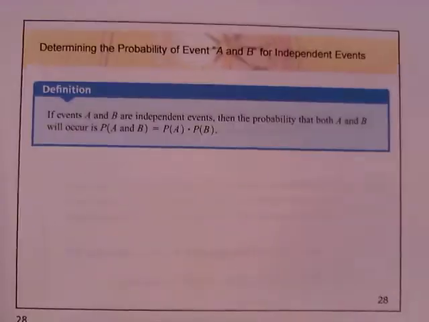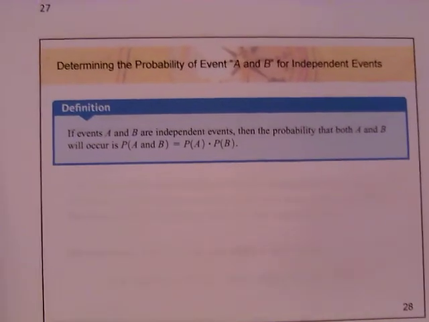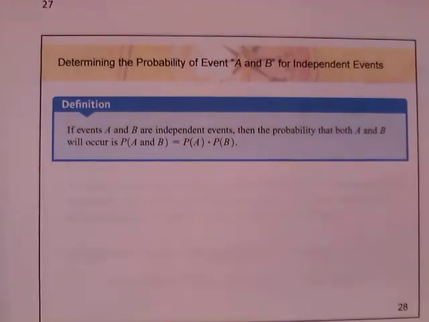Now here's another definition. If events A and B are independent events, then the probability that both A and B will occur, the probability of A and B, equals the probability of A times the probability of event B.